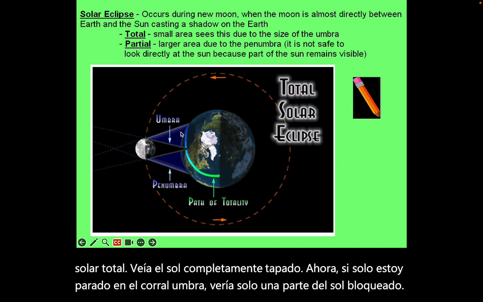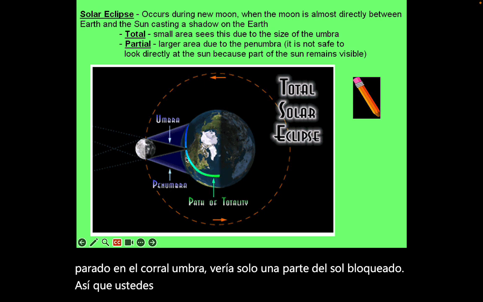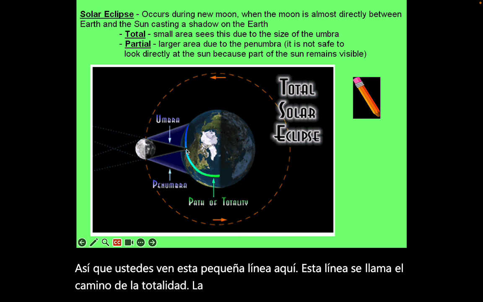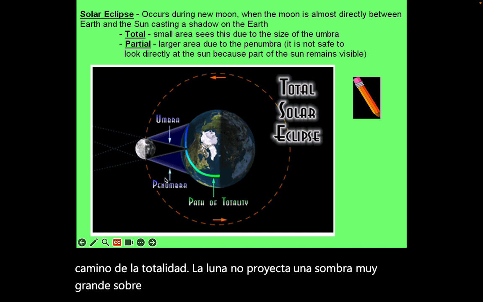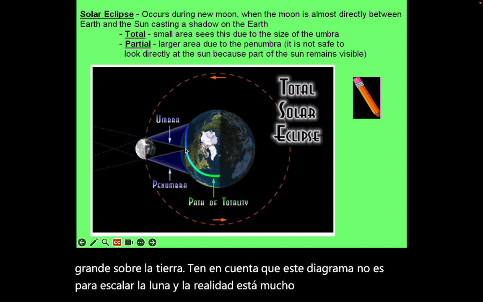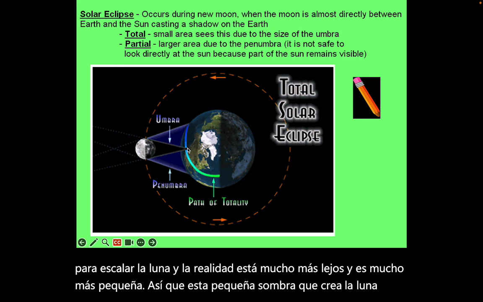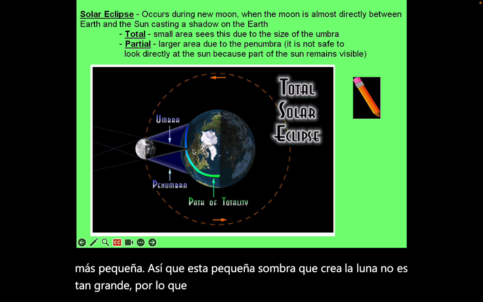So, you guys see this little line here? This line is called the path of totality. The moon does not cast a very big shadow on the Earth. Keep in mind that this diagram is not to scale, and the moon in reality is a lot farther away and a lot smaller. So this little shadow that the moon creates is not that big, which is why you have to be standing directly in this shadow in order to see the eclipse.